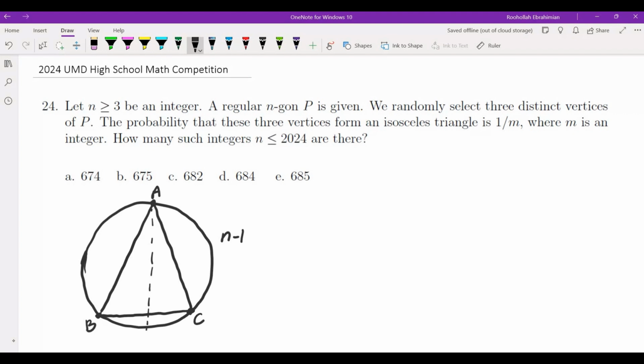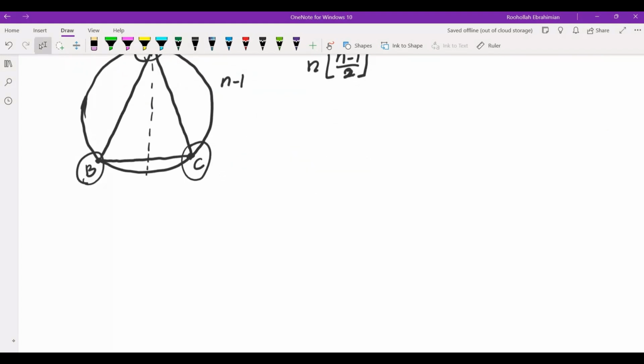So that means the number of ways I can choose B and C would be floor of n minus 1 over 2. And of course, I can choose A in n different ways. So this is how many triangles I can get that are isosceles. However, if n is divisible by 3, this triangle could be equilateral. If it is equilateral, then every equilateral triangle is counted 3 times, 1 for each of the vertices.